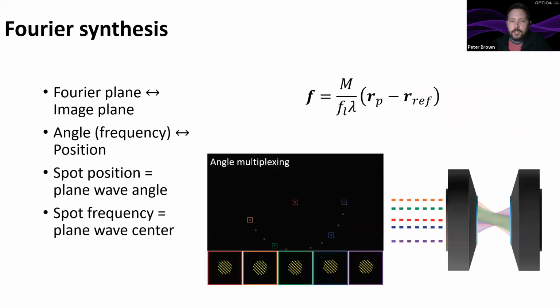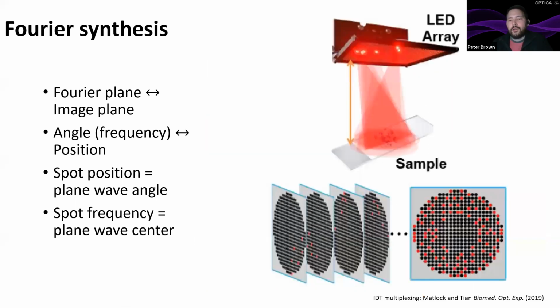On the other hand, we can do what I'll call angle multiplexing by putting a variety of spot patterns at different positions on the DMD phase, but using the same spatial frequency. And as I mentioned before, the spot position in the Fourier plane corresponds to the plane wave angle in the imaging plane, so we can produce a pattern of plane waves that looks like this. The angle multiplexing approach is very analogous to what's done in intensity diffraction tomography, where an LED array is placed in the far field and multiple plane waves are generated by turning on multiple LEDs.